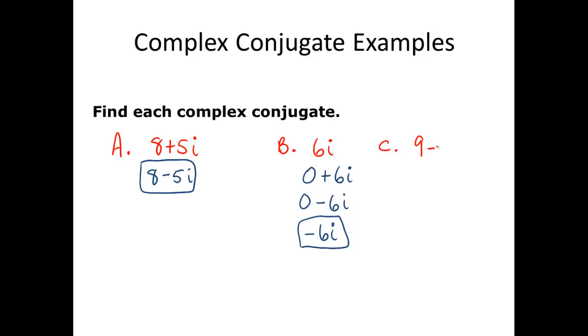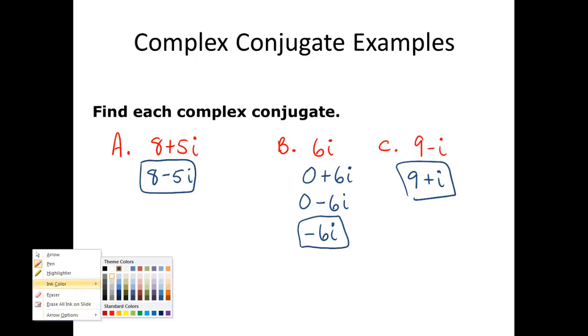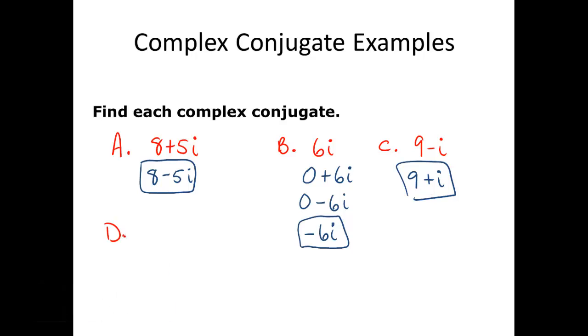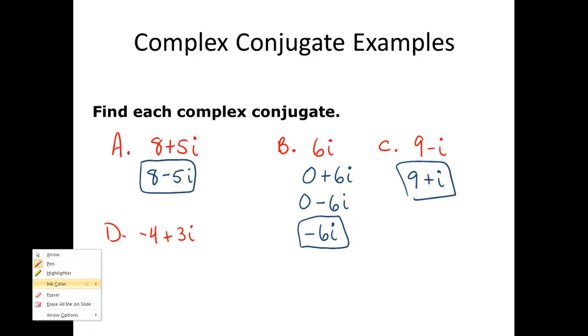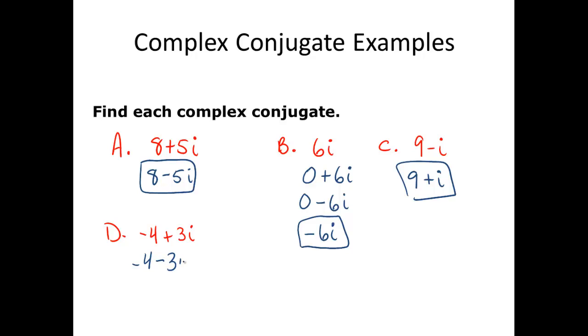Alright, let's look at another one, 9 minus i. Nothing tricky about this one. The conjugate would be 9 plus i. Alright, our next one, let's say we had negative 4 plus 3i. Our conjugate would be negative 4 minus 3i. It's only the sign in the middle that changes.